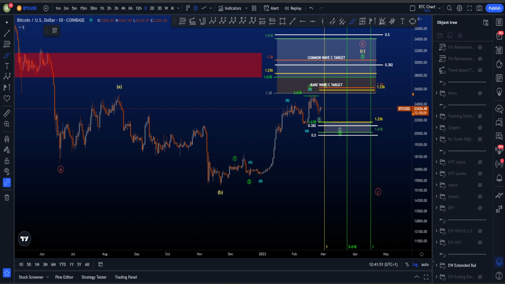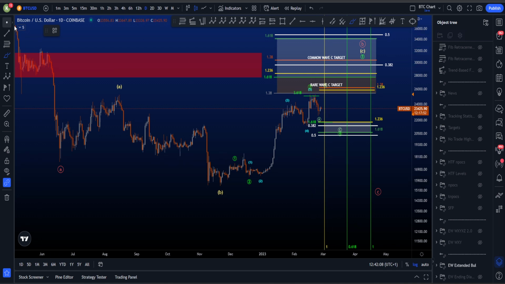But what I like to do is start with the high time frame preferred and then an alternative count, following that up with the medium time frame preferred and alternative count, and then ending the video with the lower time frame preferred and alternative count. And I will always show you the invalidation for each of these counts.